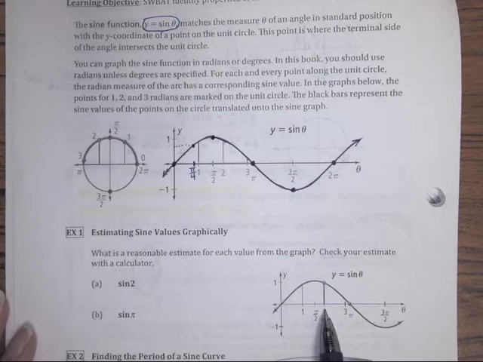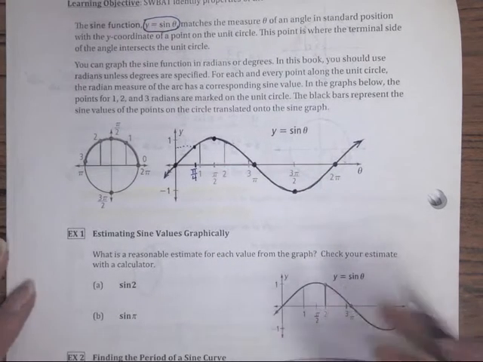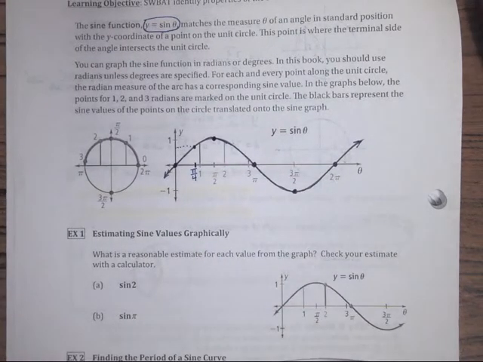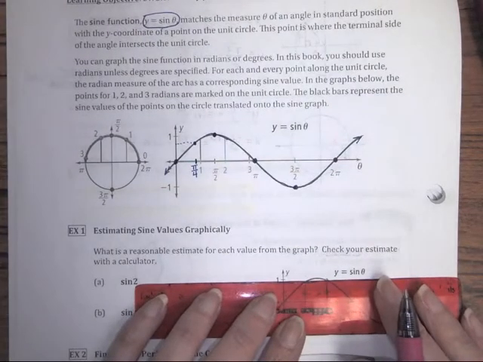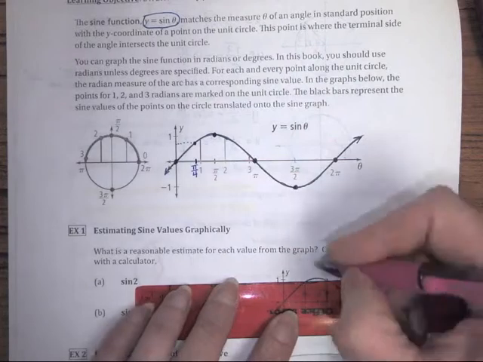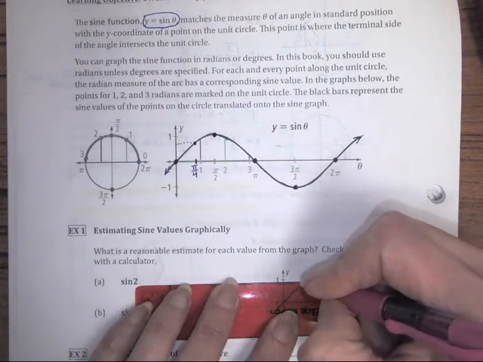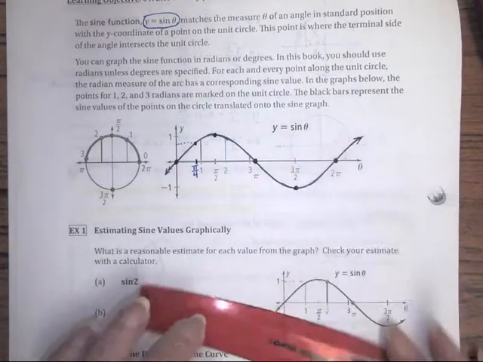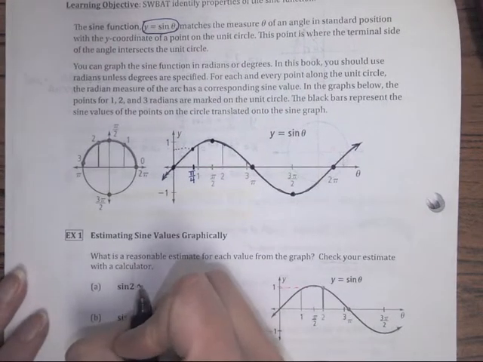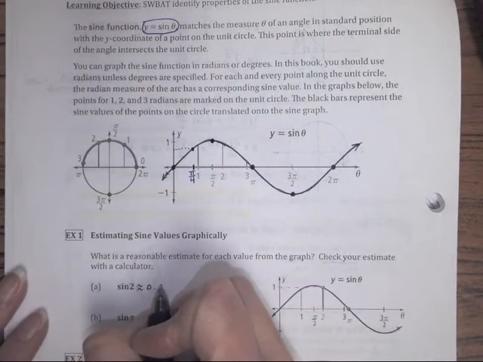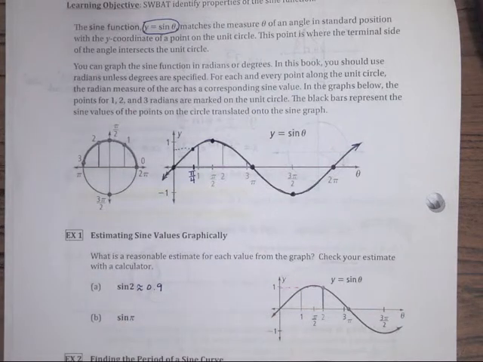So 2 is about here, and if you go up, whoops, I'll use my ruler, thank you very much. Go up to your graph, and then you're going to go across, I don't know, maybe like 0.9? Does that look kind of reasonable? All right, that could be a 0.9. So I'm going to put approximately equal to 0.9. Now, let's put this in our calculator and see if we can find out.